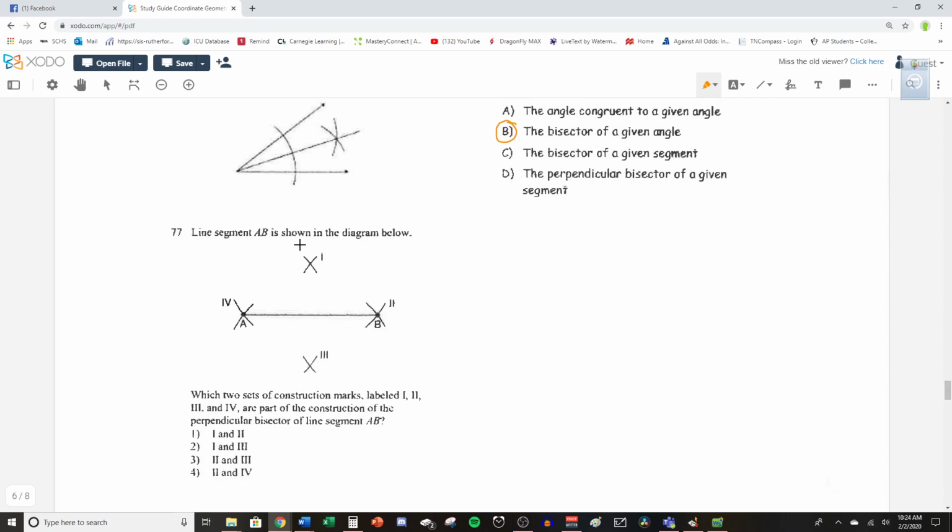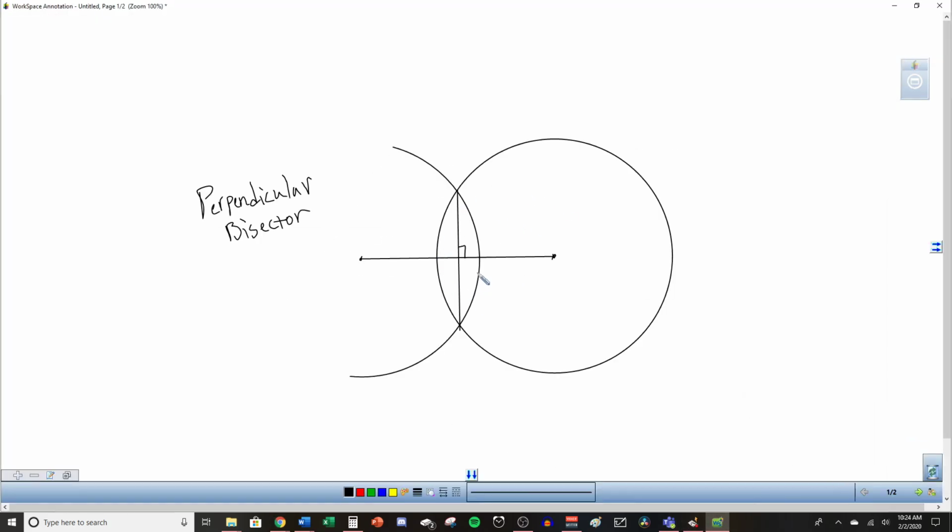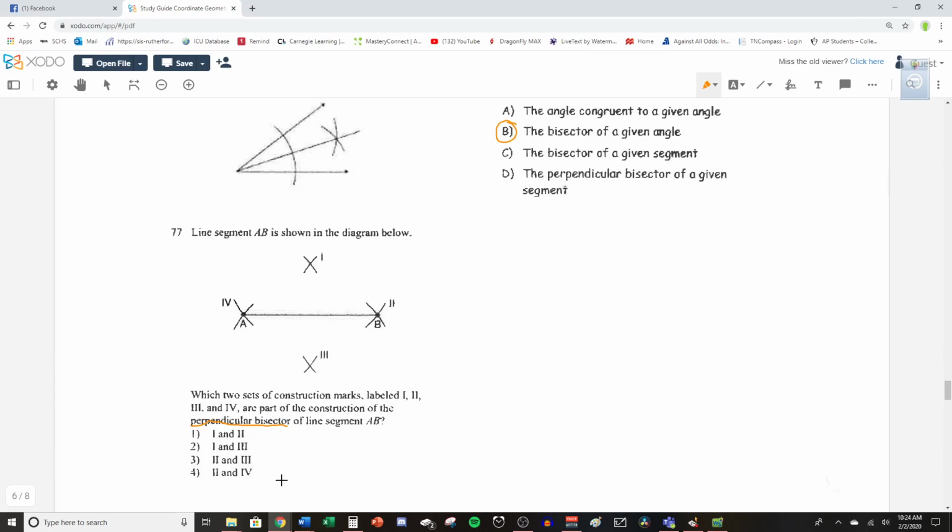Lastly, down here it says line segment AB is shown in the diagram. Which two sets of construction marks labeled 1, 2, 3, 4 are part of the constructions of the perpendicular bisector? Going back on our page here, that's what I constructed. We're looking for the intersection to happen here and right here. Those are the points we need for that. So the ones that do that are 1 and 3.